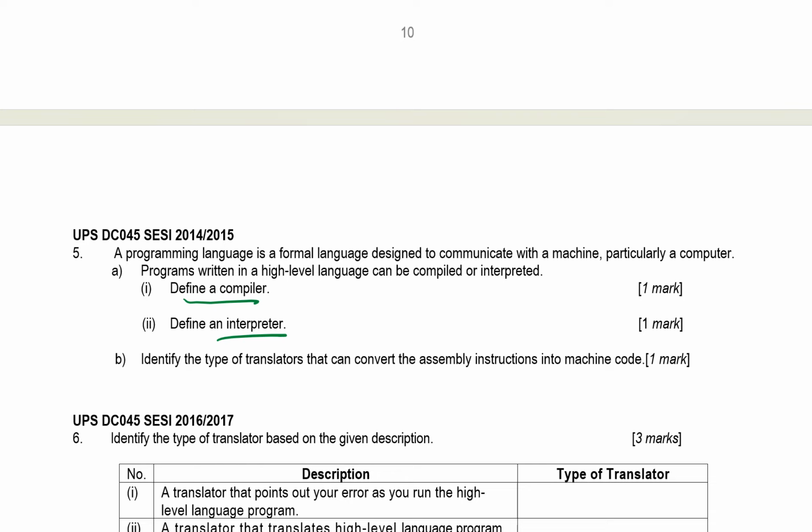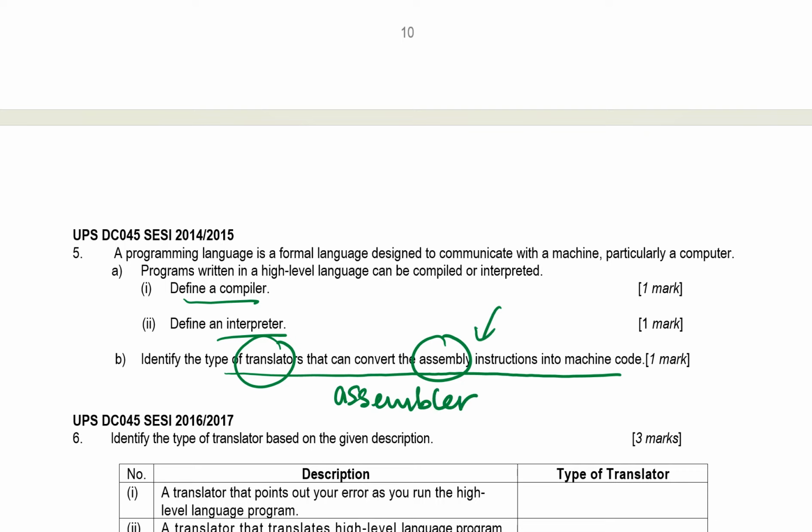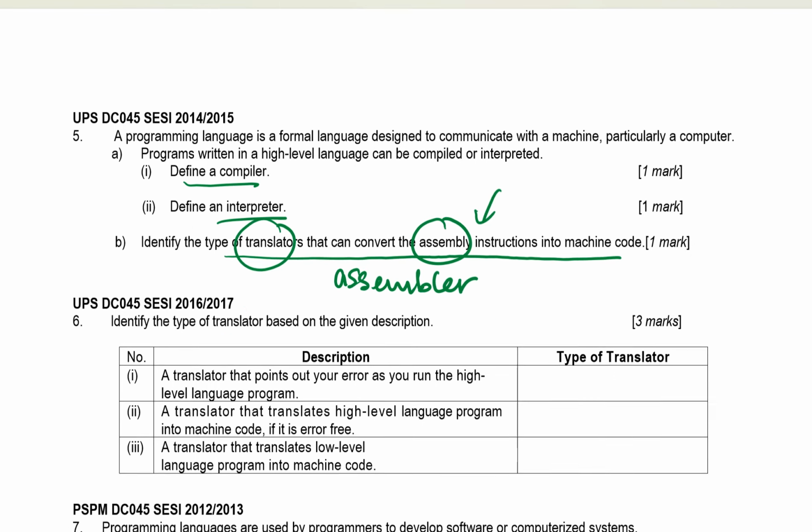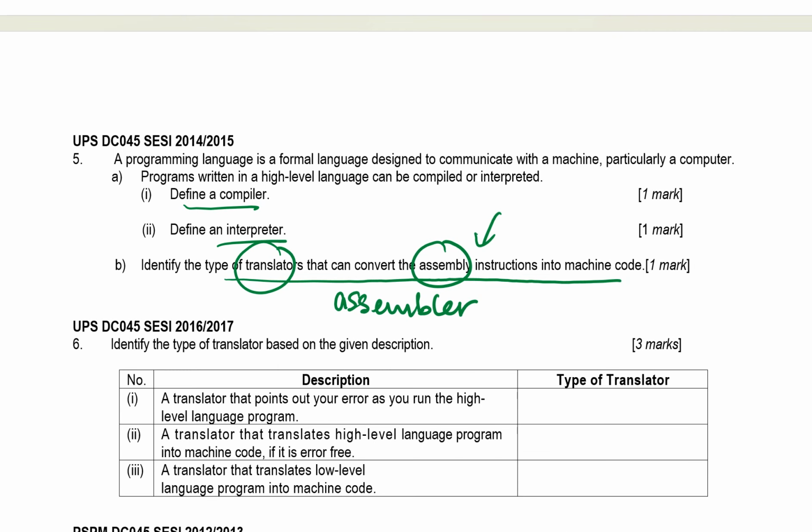Identify the type of translator that can convert the assembly instruction into machine code. If you see the assembly instruction here, of course the translator used is assembler. Don't confuse assembly with assembler. Assembly is a language. Assembler is a translator to convert assembly language.